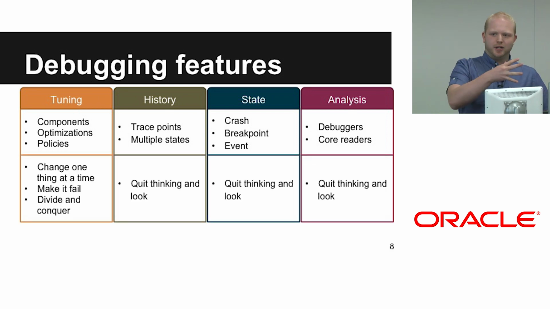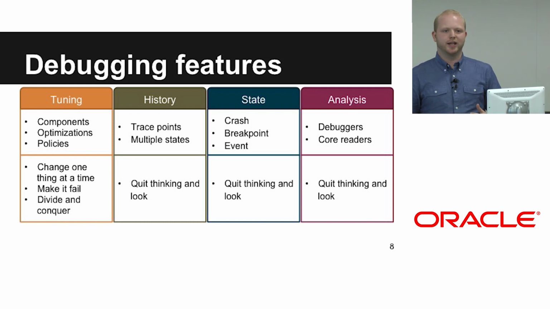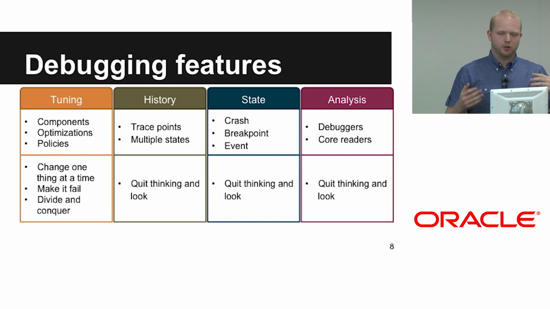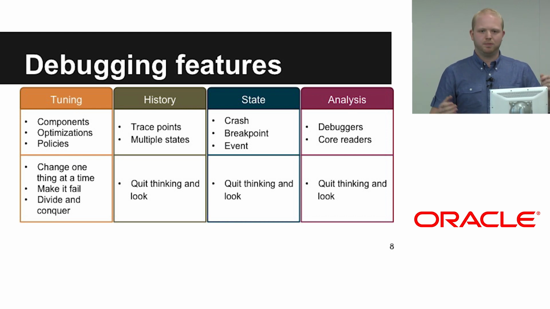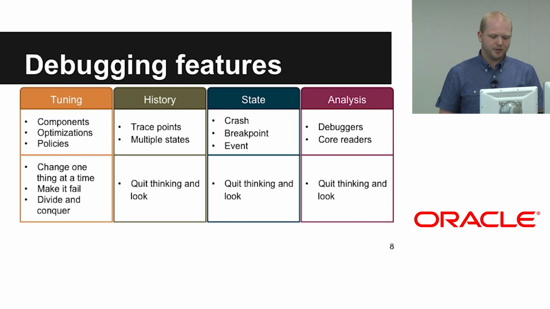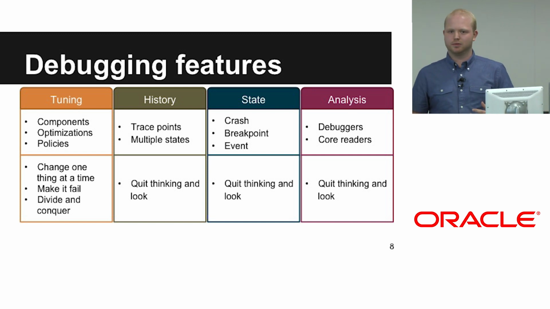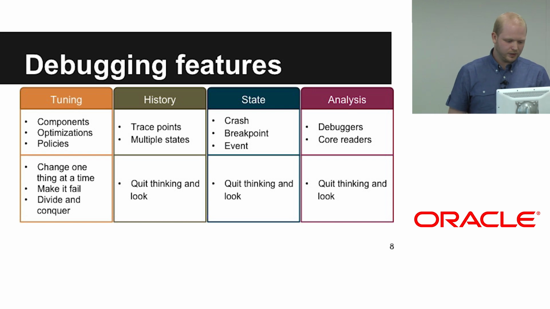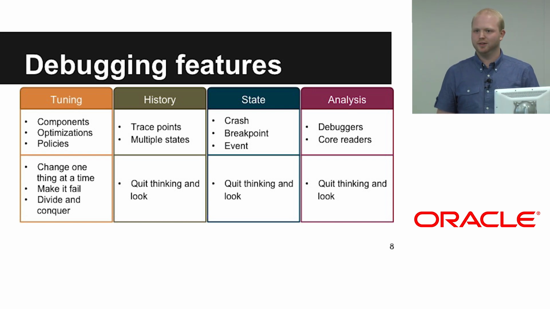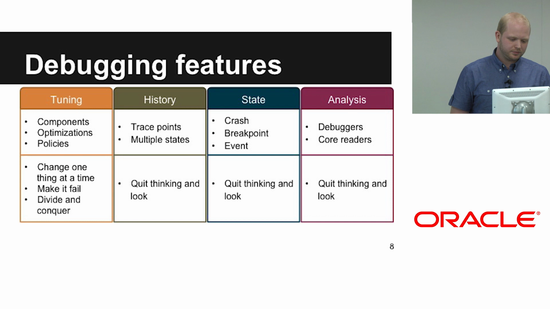So let's connect them back to the practices. Tuning is about being able to change one thing at a time. It's about being able to make it fail. And it's about being able to divide and conquer. So really, change one thing at a time so that you can make it fail, so that you can divide and conquer. History is about being able to quit thinking and look. It's about providing you with data, right? Same thing goes for state. And actually, same thing is true for analysis. They're quite closely connected.